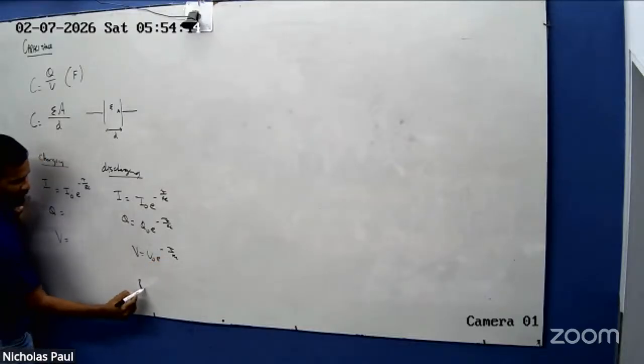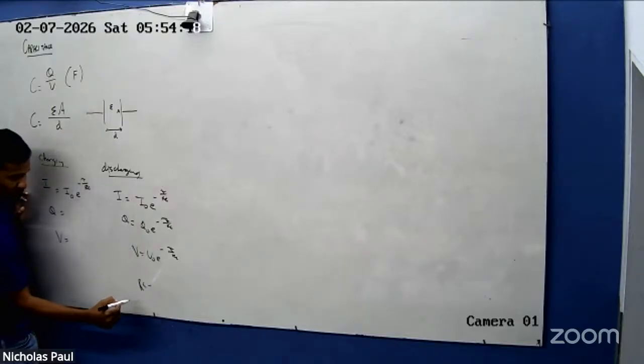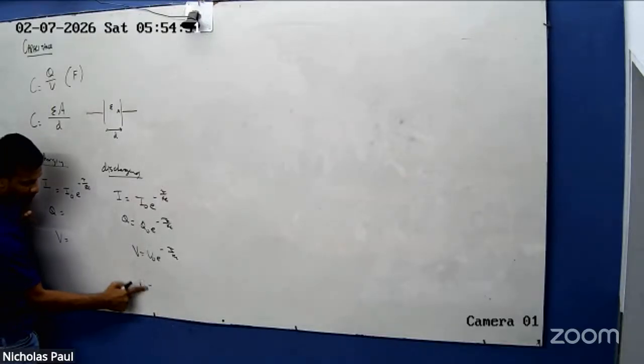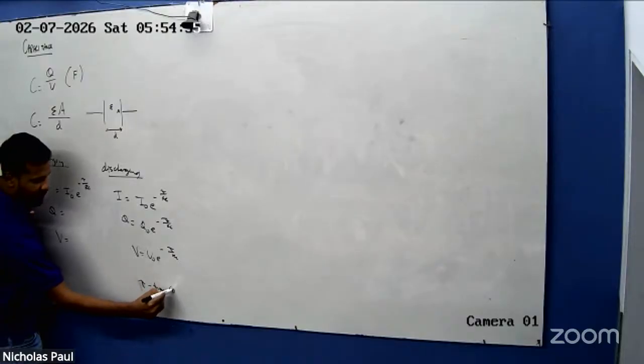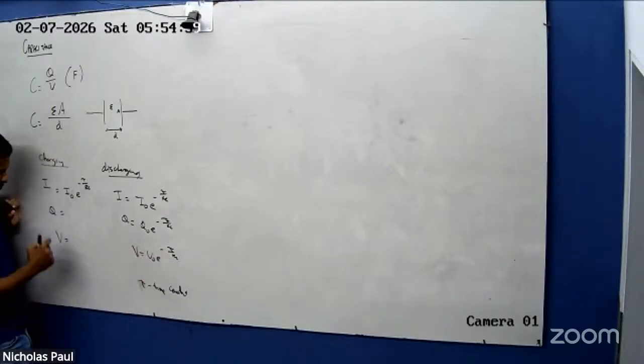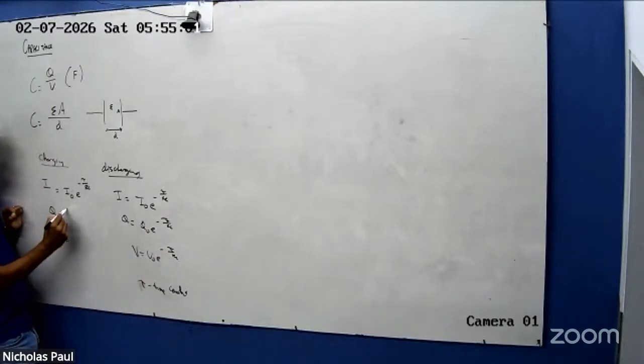What do we call RC again? We call tau the time constant, right? And it has the same SI unit as RC. And how does this formula change for charging? Q naught by what? 1 minus, right?